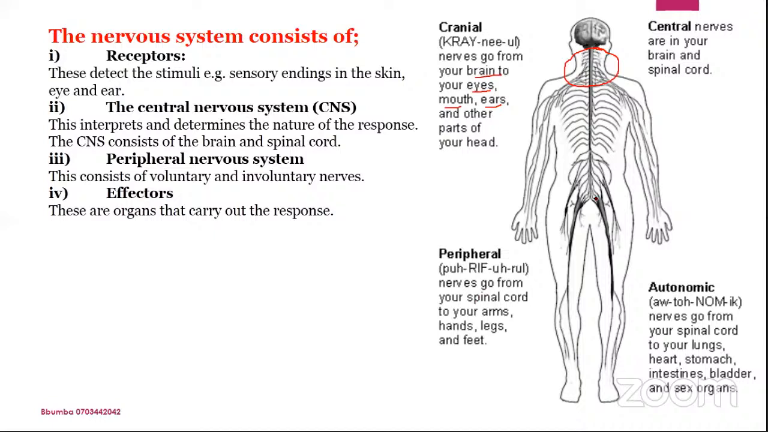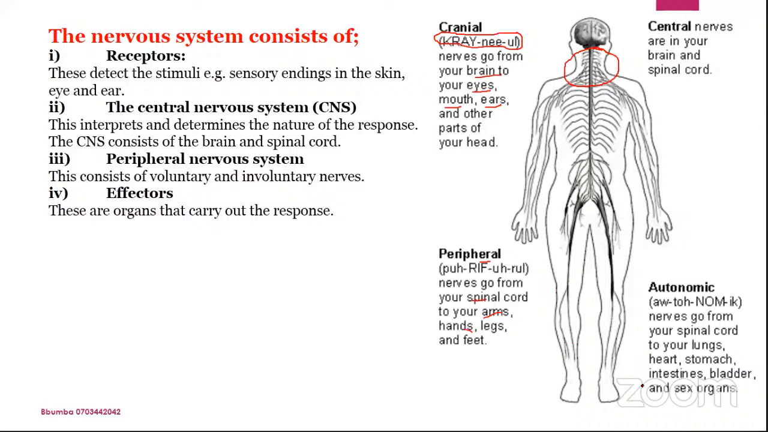Then you'll also have the central nerves, which are in the brain and spinal cord. I've already told you that the whole brain is made up of nerve cells. And then the peripheral nerves. Don't mind about these words; they show you how to pronounce them, because some of these scientific terms disturb people in terms of pronunciation. Peripheral nerves go from the spinal cord to the arms, legs, feet. So these serve all these other areas.